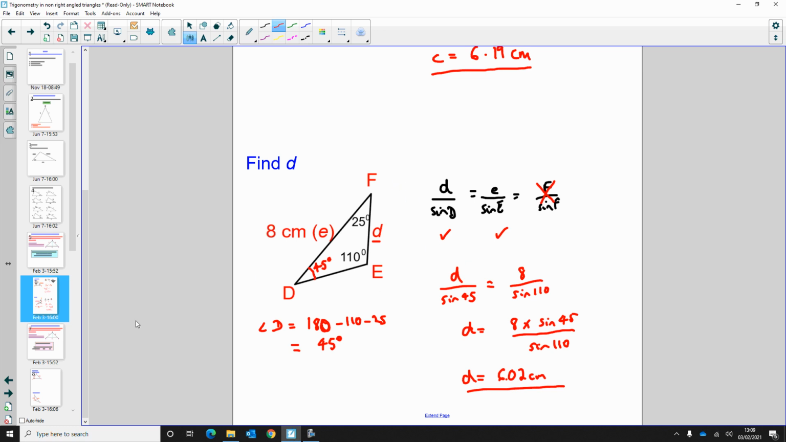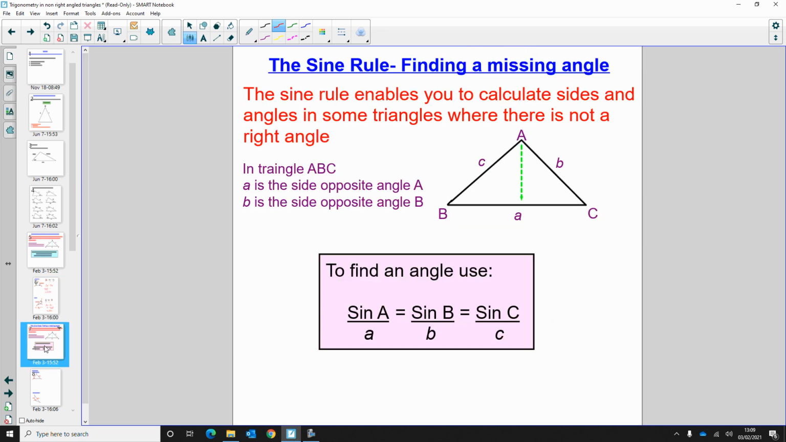Okay, now what we're going to do is something very similar, but we're going to calculate a missing angle. Now all that's different here is that when we try and find the missing angle, the rule looks almost the same, except everything is now upside down. All we've done is turn everything over, and that's fine to do. So it's going to behave in the same way. We've switched over the A and the sine A, B and the sine B, C and the sine C. As long as we switch everything over, that's absolutely fine. Otherwise, the rule behaves pretty similarly.